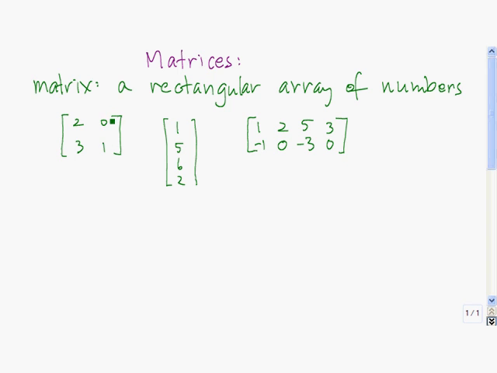The first case here, since we have two rows and two columns, this is an example of a 2 by 2 matrix. Here we have 1, 2, 3, 4 rows and one column, so that's a 4 by 1 matrix. And in this case we have 2 rows, 4 columns, so that's a 2 by 4 matrix. So in general, matrices are described by the number of rows by the number of columns. These numbers here are called the entries of the matrix.